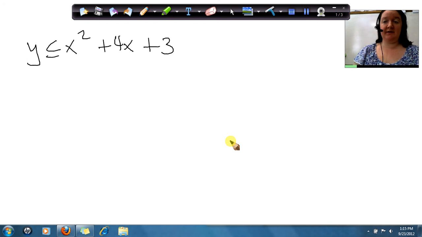Good afternoon. Let's look at page 70, questions 3 through 5. Now the first thing we want to do, we have to match up this equation with one of the graphs that is in the book.